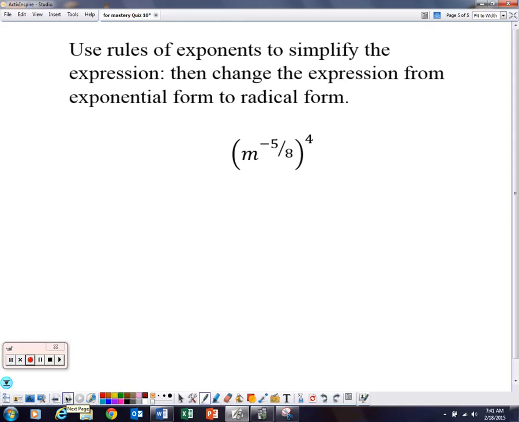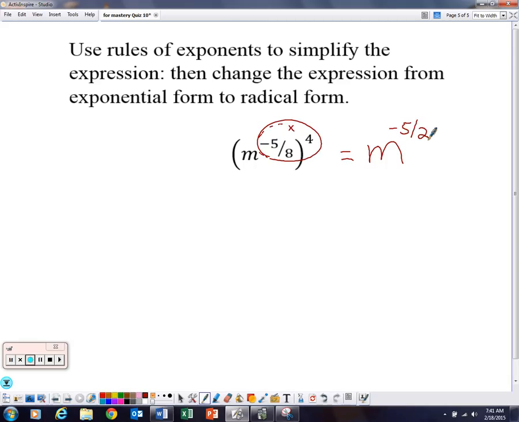Use rules of exponents to simplify the expression, then change the expression from exponential form to radical form. The first thing is this part right here. You have to remember your rules of exponents. That tells us we can multiply those together. So when I multiply -5/8 times 4, I get m to the -5/2.